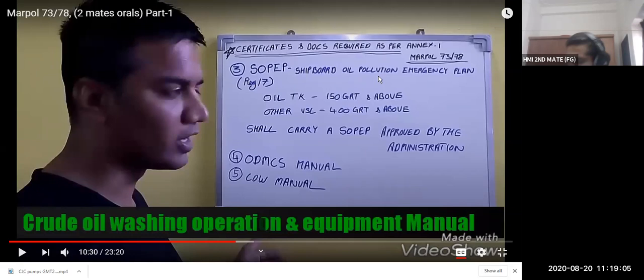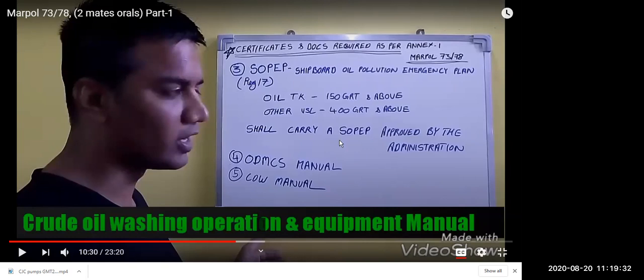And then you should have a SOPEP manual, which will contain all the ship's particulars, plans, then national contact list, emergency contact list, company contact list, DPA and all. And the plan should be approved by the administration. So different types of ship will have different quantities of equipments, and the inventory of equipment should be taken monthly and kept in this SOPEP manual. Then you should always have an oil spill drill. All this is coming in the SOPEP part.